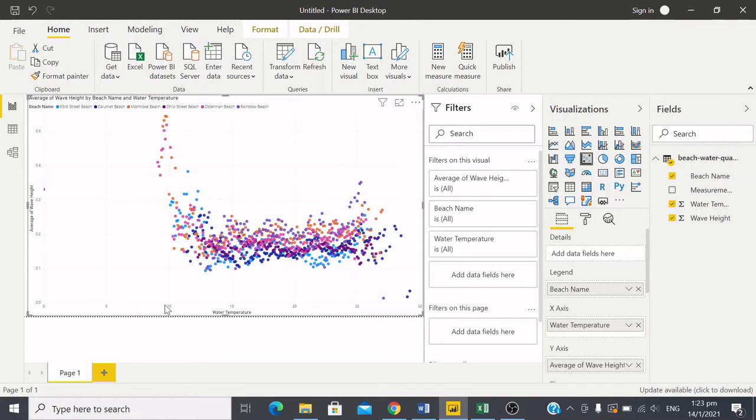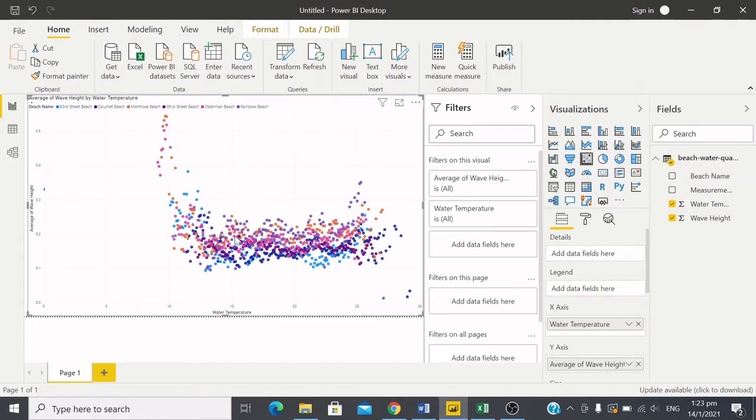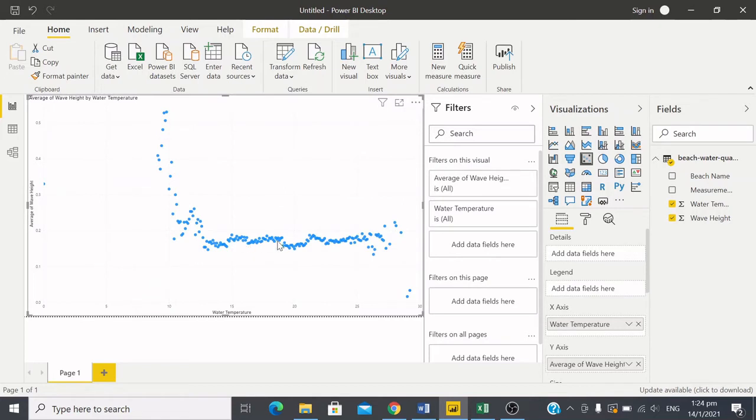When the temperature is 10 again, the data just colored to show which one belongs where. Sorry, the data did change. I apologize, the data did change. If I take this away, you can see that it becomes smaller because it's all averaged out. It's taking an average of the wave height.